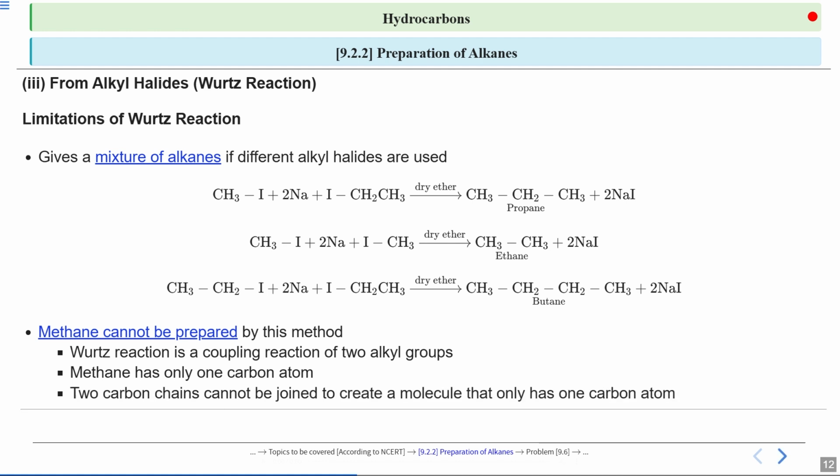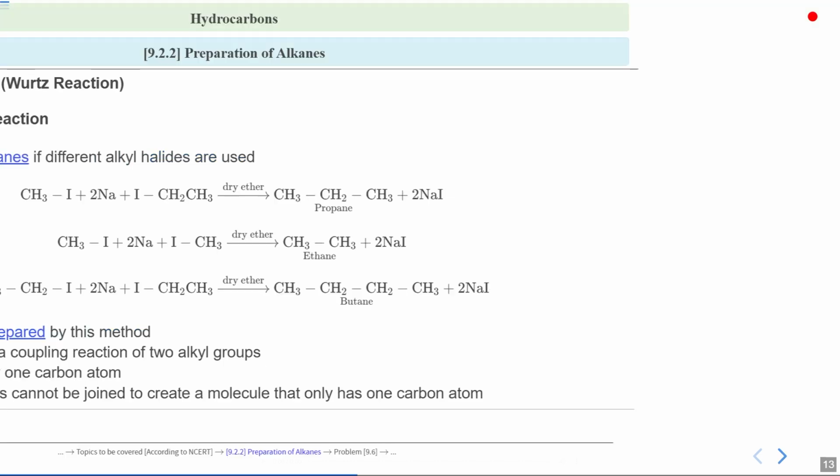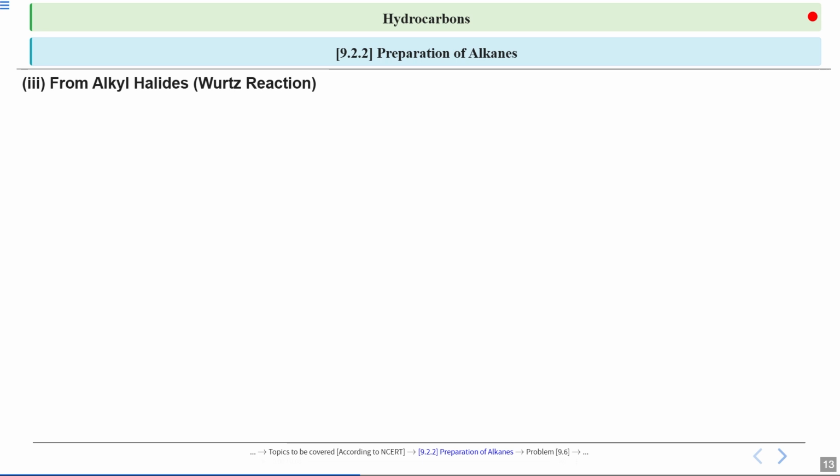To summarize, two carbon chains can be joined together, but the reaction cannot create a molecule with only one carbon atom, such as methane. This is a fundamental limitation of the Wurtz reaction that must be considered when planning a synthesis route. Now let us discuss the limitations of the Wurtz reaction further.